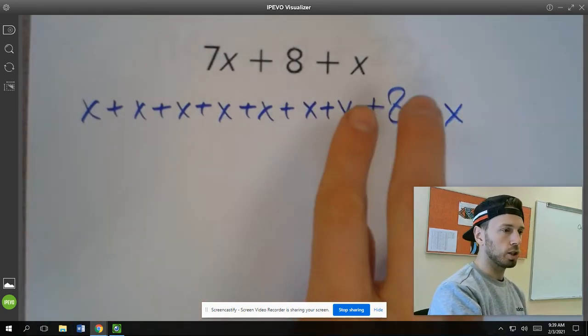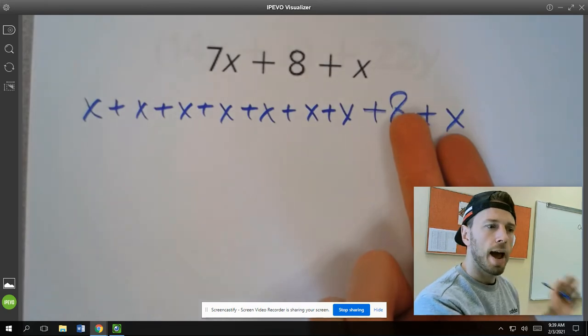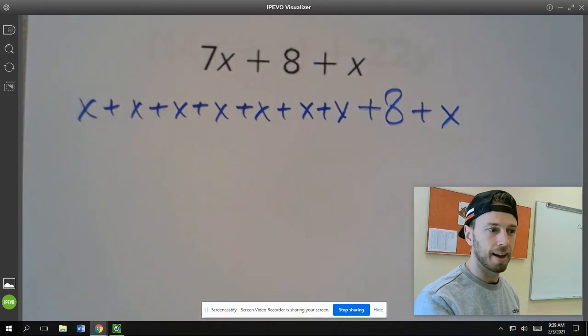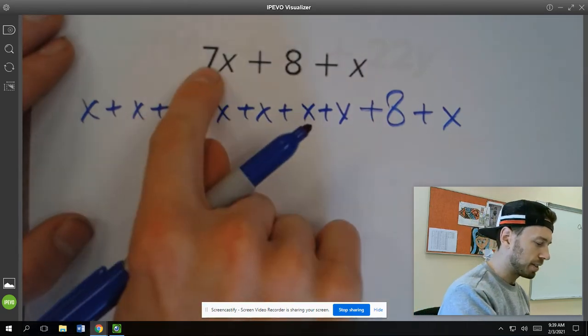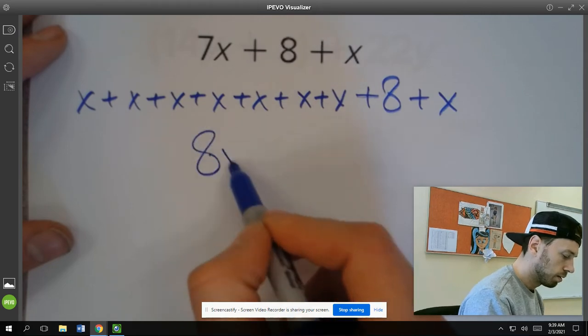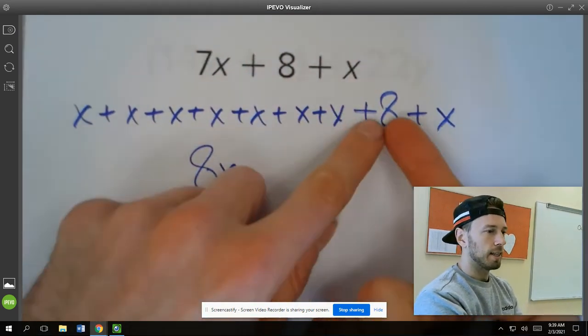So couldn't you technically just switch this 8 and this x around so the x goes with all the other ones? And then how many x's are being added together in this problem? 8 of them, right? Because we'd have 7 x's here and an x here. That's 8 total x's, and we could just write that as 8x. Now, can we add this 8 to these x's?